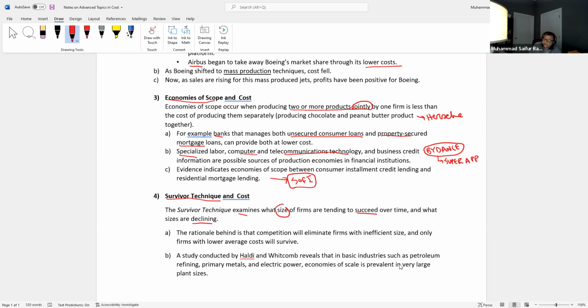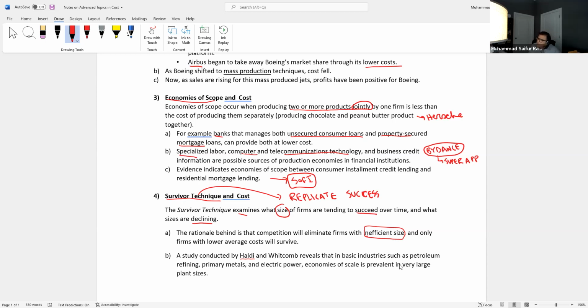After you identify the size of their operation, you are going to replicate their success by replicating the size of operation that these successful firms are using in their production process. So this has a deep economic interpretation. The rationale behind this process is that intense market competition will eliminate firms of inefficient size. So the only firms that are going to thrive are firms with optimal production plant size.